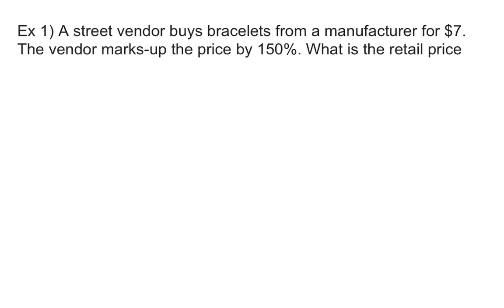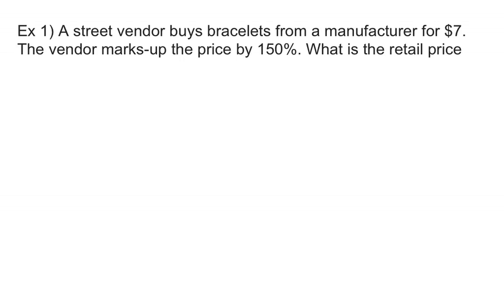Example 1 says a street vendor buys bracelets from a manufacturer for $7. It says the vendor marks up the price by 150%. What is the retail price? So the manufacturer makes these bracelets for $7, and then the street vendor says, well, I'm not going to sell them for $7. I'm going to mark it up and make a profit off of it. He's going to sell it for more. We want to know, what is that new price?